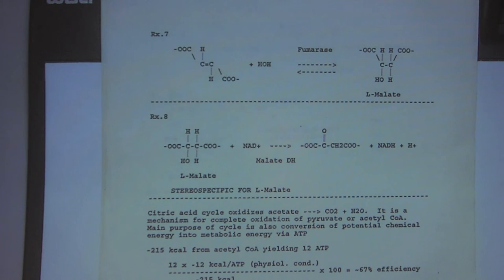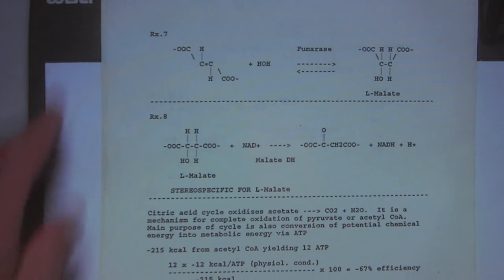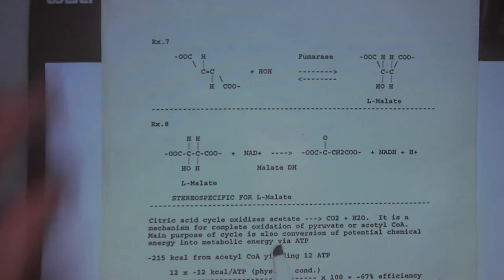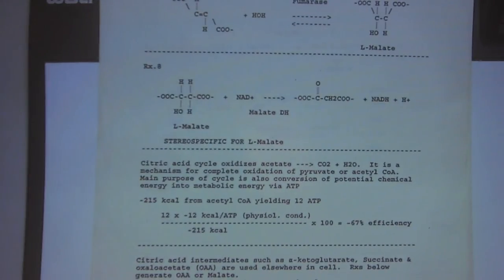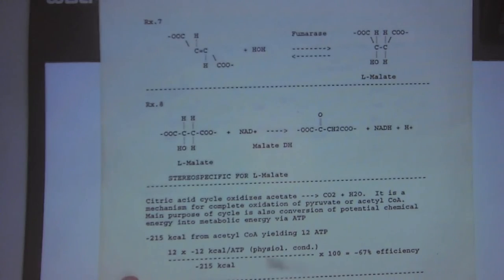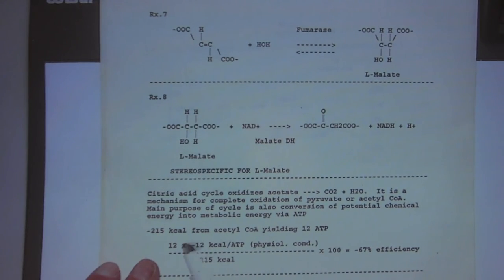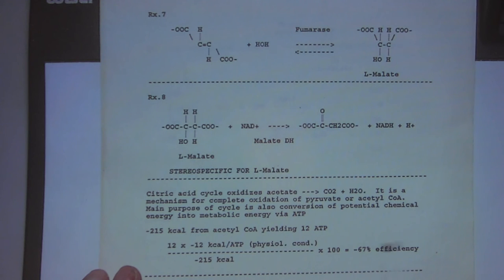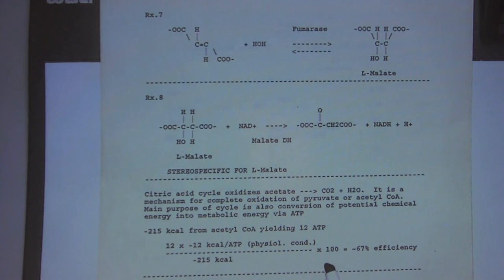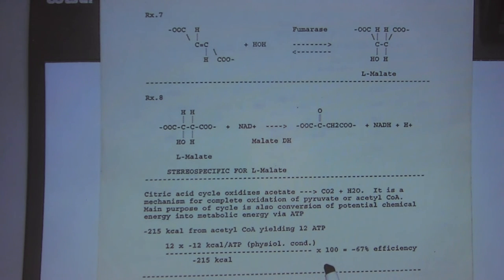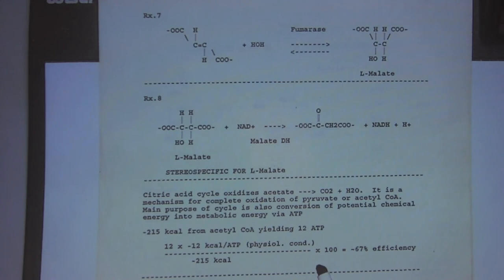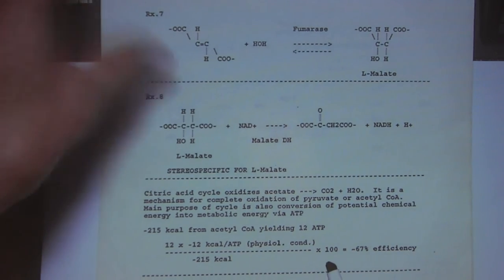Okay? Now there's some other stuff here that's not as important. So this calculation here is nothing that you have to worry about. It's just showing you how efficient the process is. It's about 70% efficient. The other 30%, the energy is not going to make ATP, it's going to make heat. Heat our body much more.